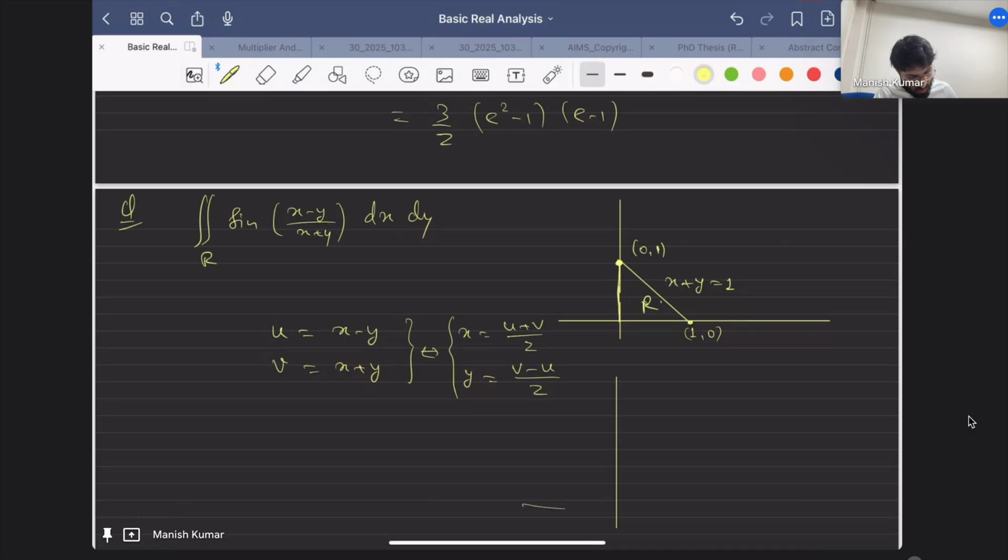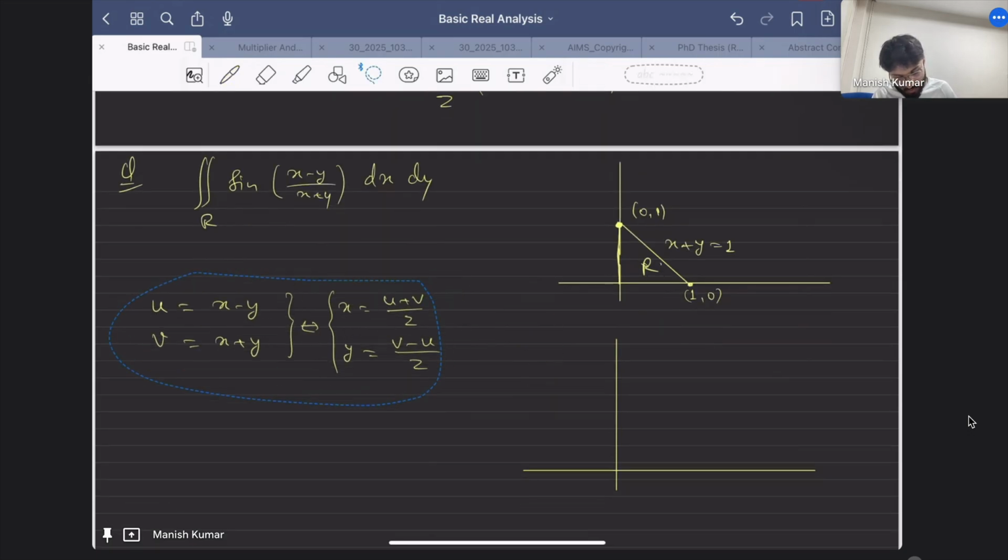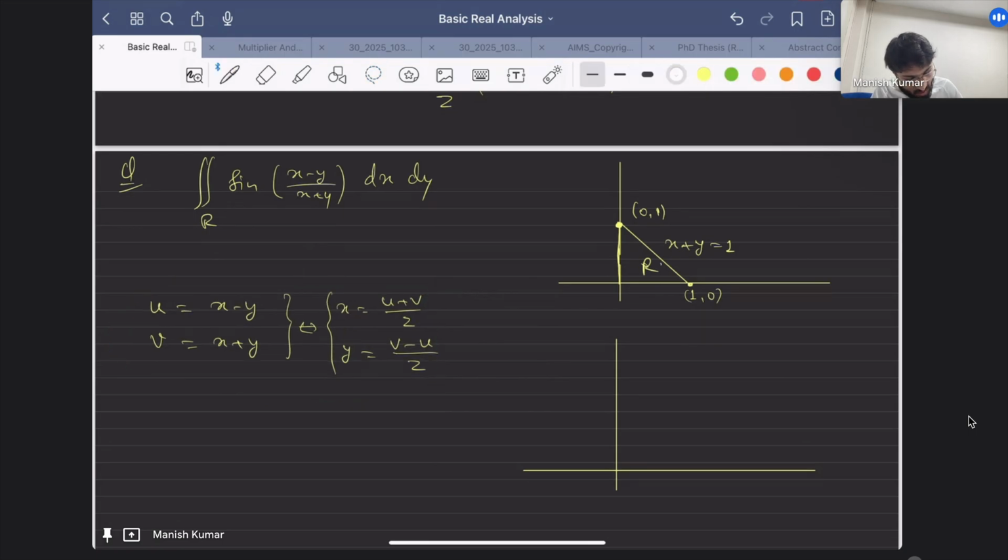Now, this region, okay, so how can I describe this region? I can describe it such that my x is varying from 0 to 1, let's say, and how is y varying? y is varying from 0 to 1 minus x, correct?